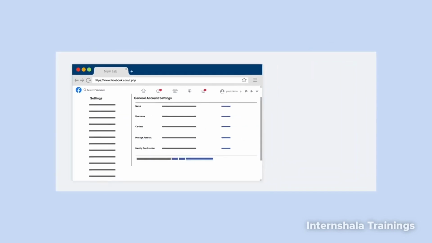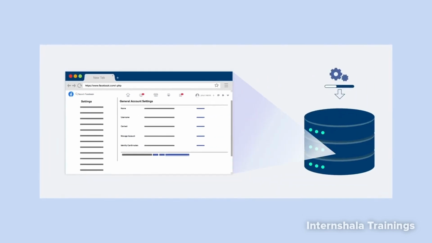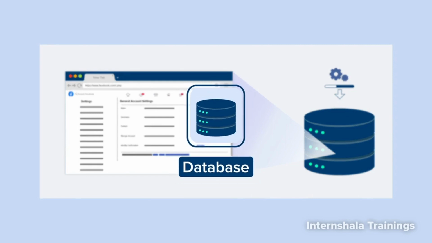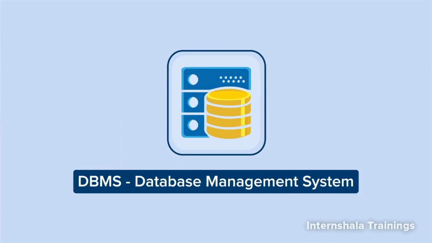This means the information which we entered earlier is stored somewhere. Do you know where all this user related information is stored? The answer is database. Now that we understand the term database, let us understand the next associated term, that is DBMS or Database Management System.